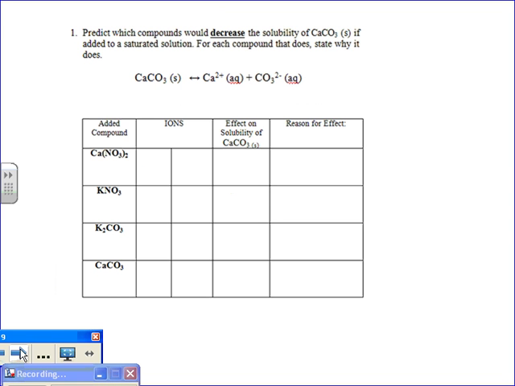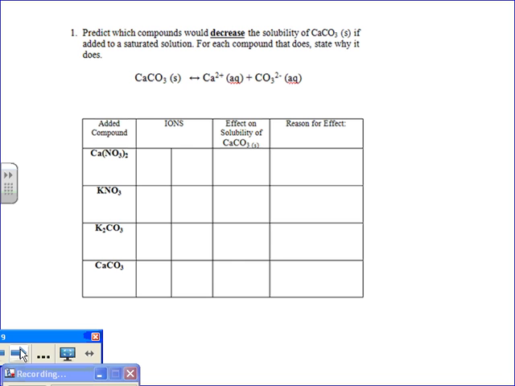I'm not going to go through this chart. I think it's just giving some examples, but maybe I'll just pick one. So not any old ion is going to shift my equilibrium to the left. It has to be an ion, or a compound that I'm adding has to contain an ion that's common. It's either got to be calcium or carbonate ion that's present.